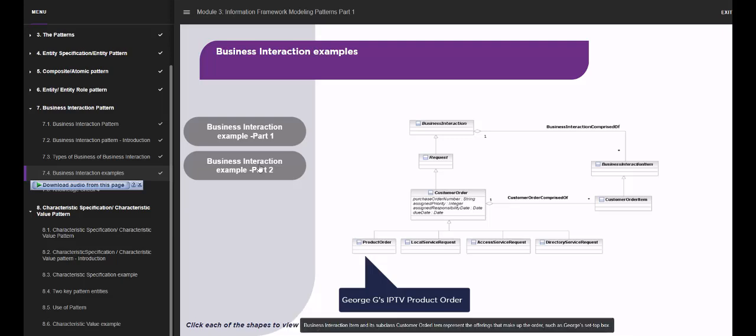Business interaction item and its subclass customer order item represent the offerings that make up the order, such as George's set-top box. You may wonder about the other types of customer orders, such as access service requests, shown here. These were added early in the development of the information framework model to demonstrate the blade or subclassing concept to support North American regulated orders.